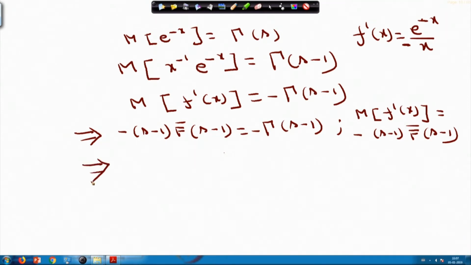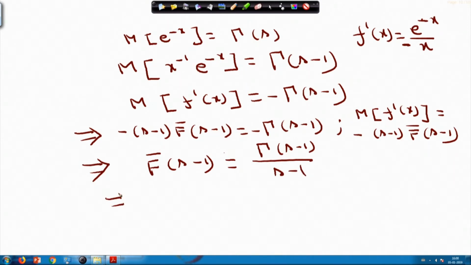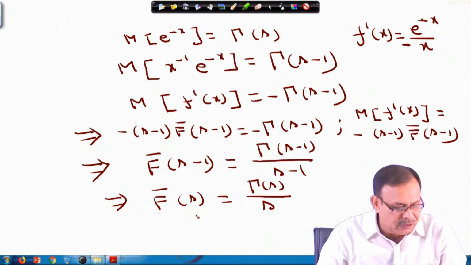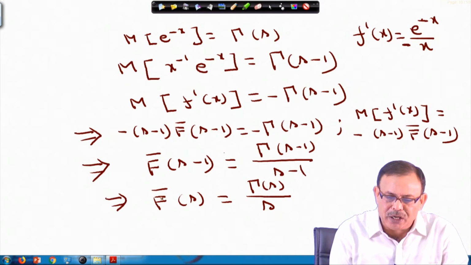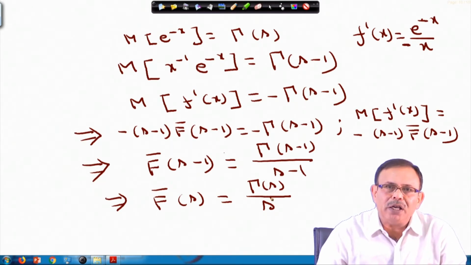So, once I am getting this, you can write from here f bar (s minus 1) equals gamma (s minus 1) by (s minus 1). The negative sign will be cancelled. So, if I replace s minus 1 by s, you will obtain f bar s equals gamma s by s. Therefore, that is the required result: the Mellin transform of E to the power minus x, that is f bar s, equals gamma s by s.